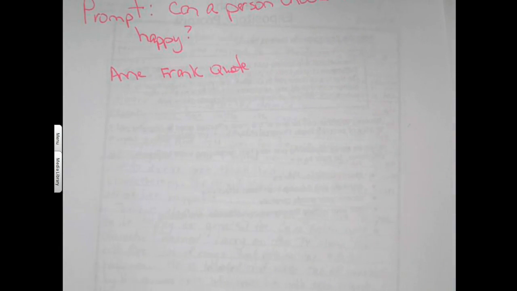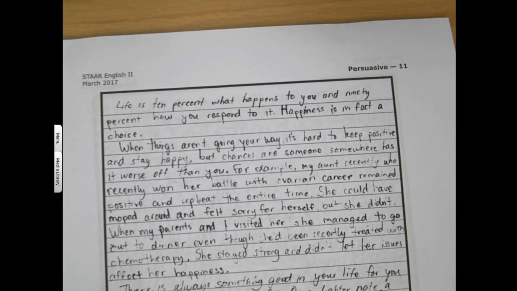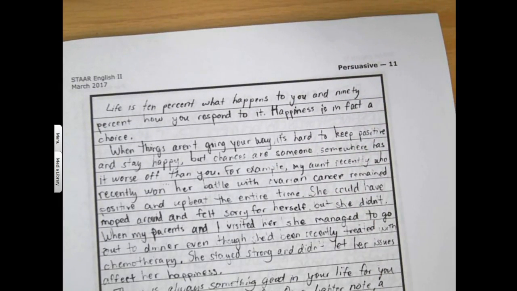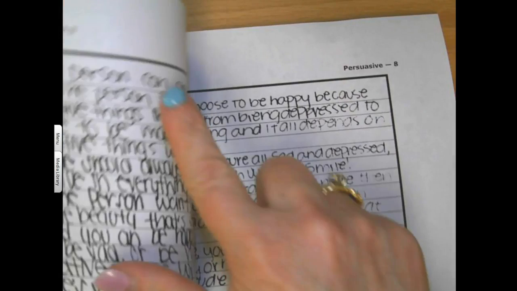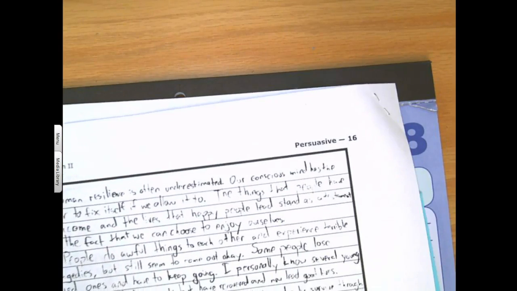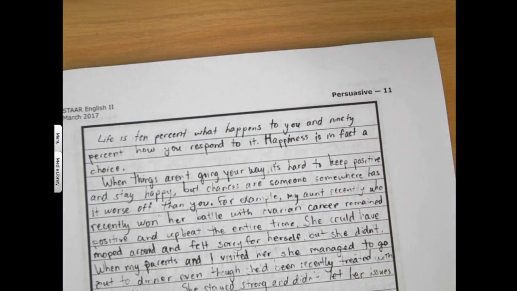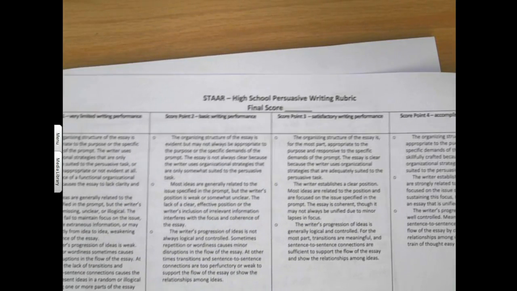Now your prompt that you're working with was, can a person choose to be happy? And if you remember, you had that little Anne Frank quote. So you'll look at a set of 4 essays. Now you'll notice there's a number up here. That doesn't mean that essay scored an 11. That just means it was number 11 in the stack. Okay? So 8, 16, alright. So what you're going to do at your station is you'll read the essay. You'll score it using the rubric, what I just went over. One of these for each essay.